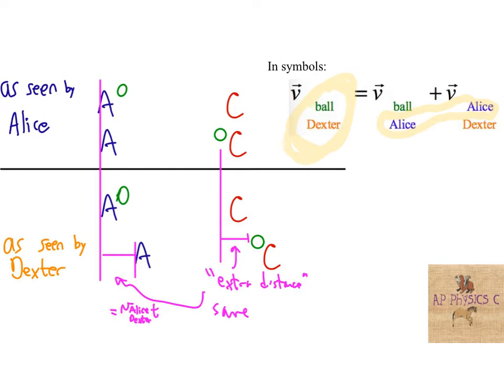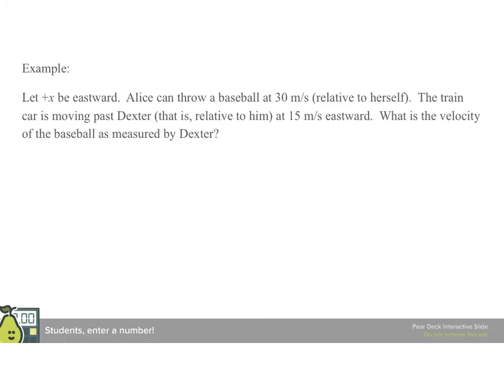And so this will let us move from one reference frame, say from Alice's reference frame to Dexter's reference frame. Notice we're measuring the same object in two different reference frames, and we do that by adding the apparent motion of the reference frame. As an example, let plus x be eastward.